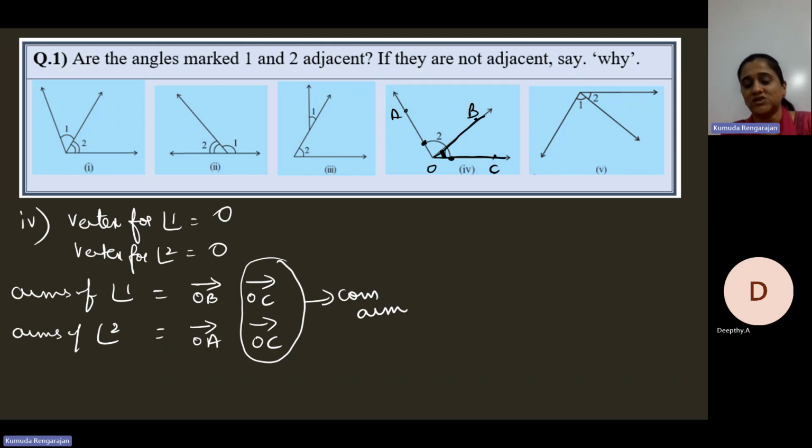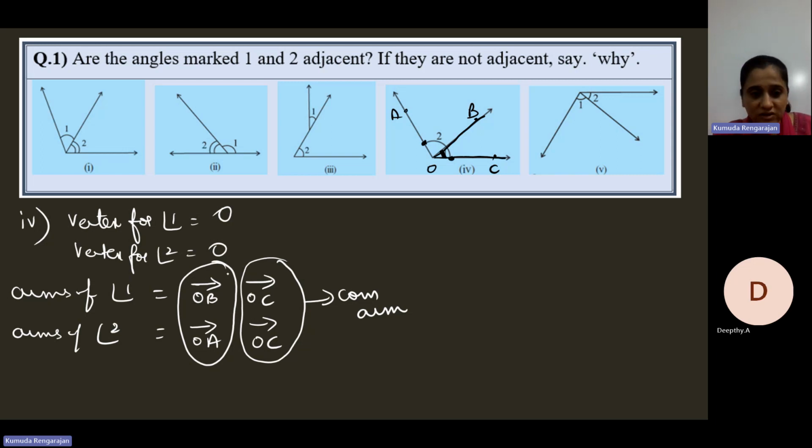Yeah, you got it right, actually. I'll leave that to you to explain. I'm not coming to that point. I'll stop before that and you can continue. Which are the arms of angle 1? Arms of angle 1, OB and OC. And which are the arms of angle 2? OA and OC. Now check if they have a common arm. Yes, they have a common arm, OC. Now what's the next thing you'll have to check? They have a common vertex, they have a common arm. Next, what should you check? The non-common arms. Which are the non-common arms? These are the two non-common arms.